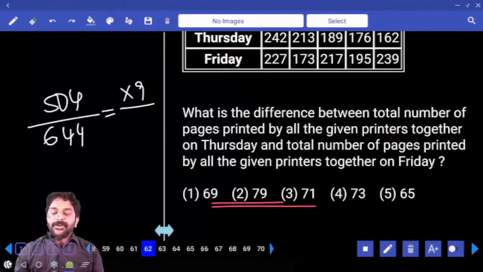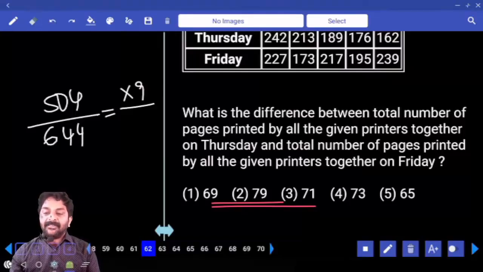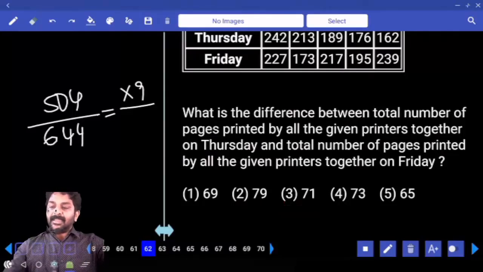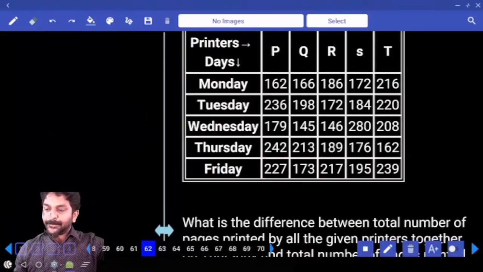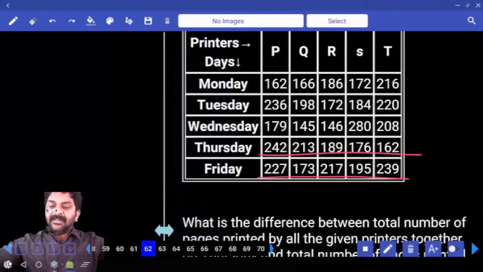What is the difference between total number of pages printed by all the given printers together on Thursday and total number of pages printed by all the given printers together on Friday? Okay. It is between Thursday and Friday. Sum of all these values minus sum of all these values. Correct? Okay. So now we need to take difference here. When you look at these numbers, Friday and Thursday, which values are looking higher inside? Thursday or Friday? So let's go with Friday minus Thursday strictly.